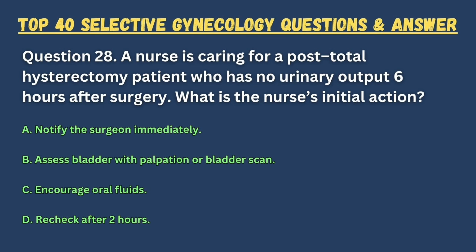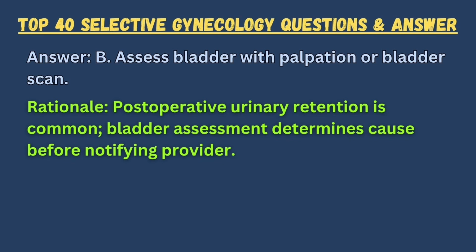Question 28. A nurse is caring for a post-total hysterectomy patient who has no urinary output 6 hours after surgery. What is the nurse's initial action? A. Notify the surgeon immediately. B. Assess bladder with palpation or bladder scan. C. Encourage oral fluids. D. Recheck after 2 hours. Answer: B. Assess bladder with palpation or bladder scan. Rationale: postoperative urinary retention is common. Bladder assessment determines cause before notifying provider.